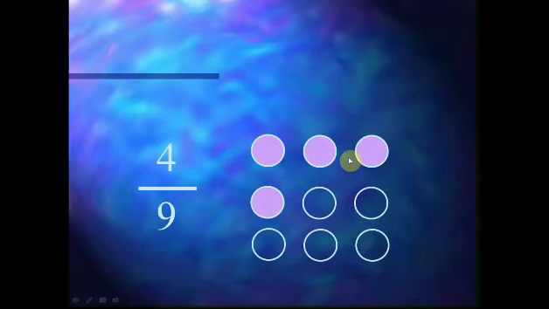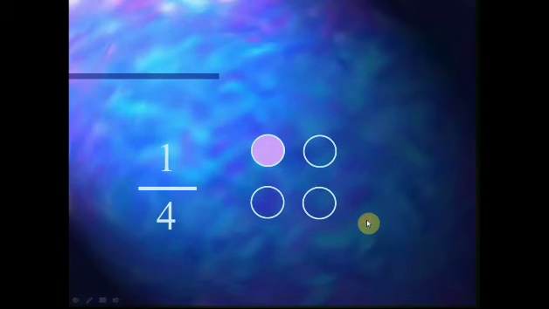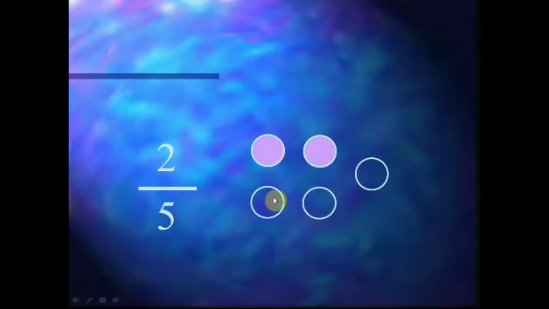4/9. Draw 9 circles and shade 4 according to the numerator. 1/4. Draw 4 circles and shade 1. 2/5 or 2 divided by 5. Draw 5 circles and shade 2.